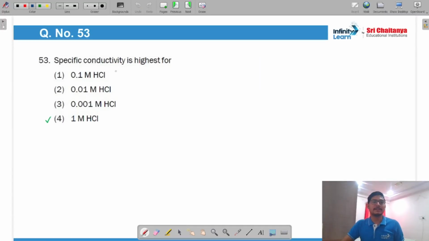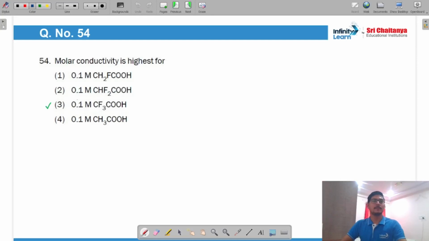Specific conductance is directly proportional to concentration. So 1 molar HCl will have the highest specific conductance. And molar conductance is the conductance due to 1 mole of electrolyte. Because CF3COOH is the strongest acid, it will give the maximum number of ions because its degree of ionization is highest here. So this will show the maximum molar conductance.